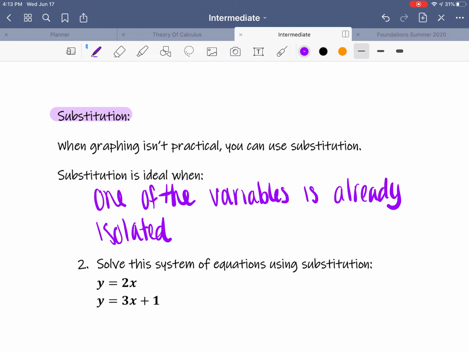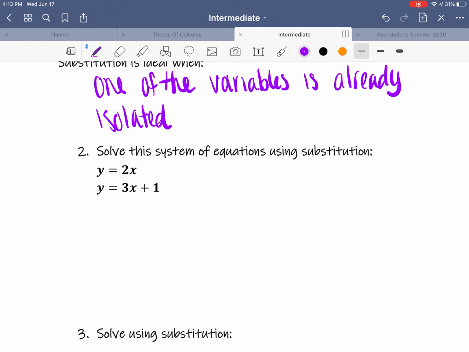However, you can still use it if one of the variables is not isolated. It's just that this is ideal when it is isolated. So there's 3 methods I'm going to teach you, and you can choose which method you want. Substitution is ideal when the variable is already isolated.